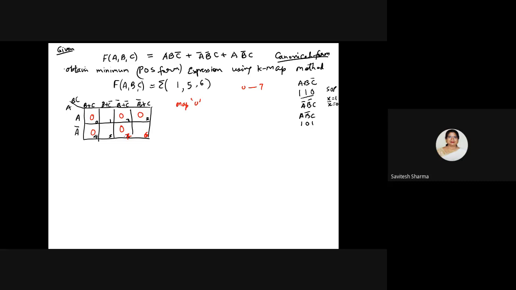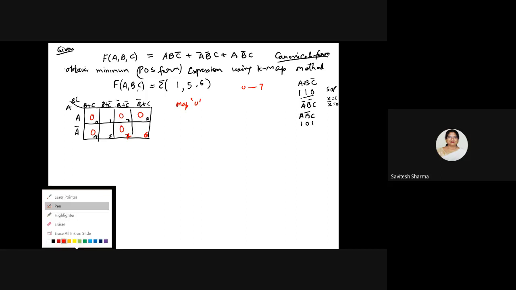Understand why I am mapping 0 here? Because each minterm corresponds to 1. So those that are missing, I will write 0. Clear? So this is the method by which you can directly get the POS form. Now, the next step is grouping. You group.